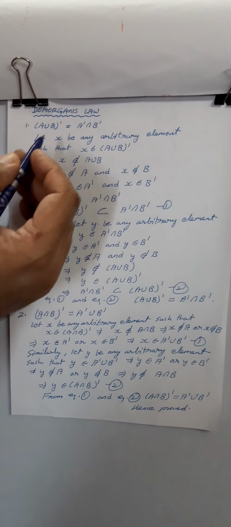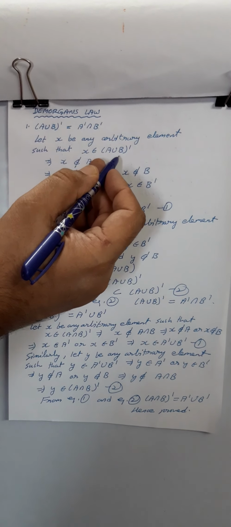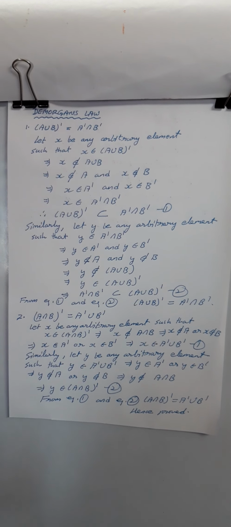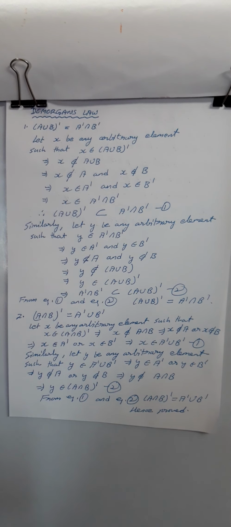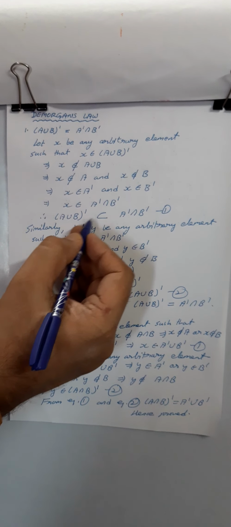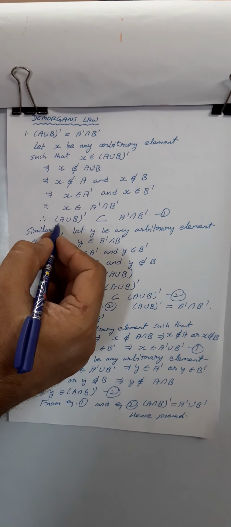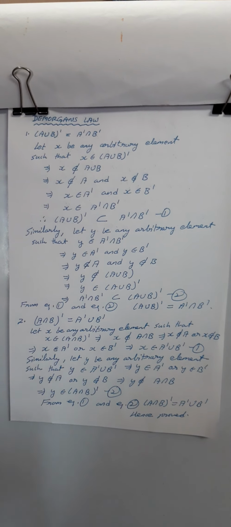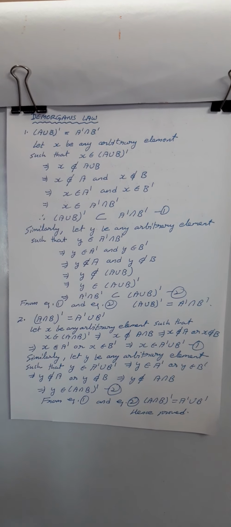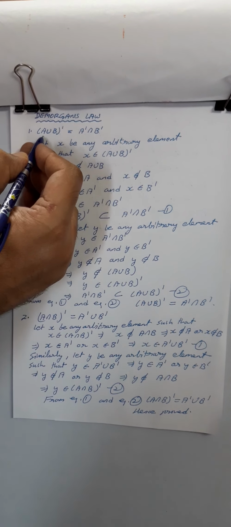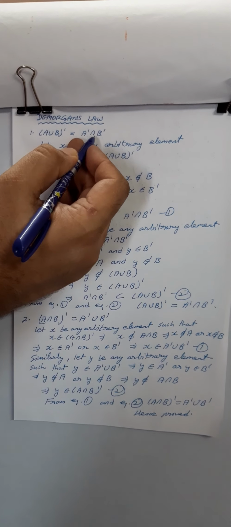So in the starting I have taken x as an element of this, and in the last I am able to prove x is an element of the complement of A intersection the complement of B. So therefore this is a subset of this. So I can write down the complement of A union B is a subset of the complement of A intersection the complement of B. When you want to prove that these two are equal, in the first part I have proved this is a subset of this.